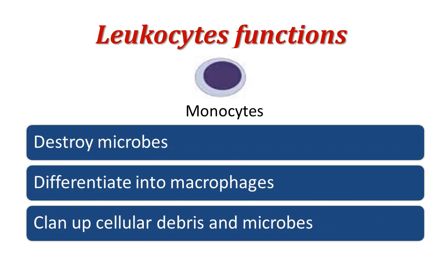Monocytes take a longer time to reach the site of infection than neutrophils, but they arrive in larger numbers and destroy more microbes. Upon arrival, they enlarge and differentiate into macrophages, which clean up cellular debris and microbes following an infection.